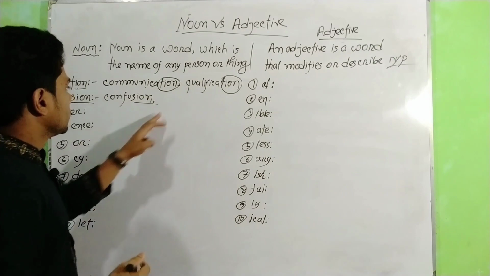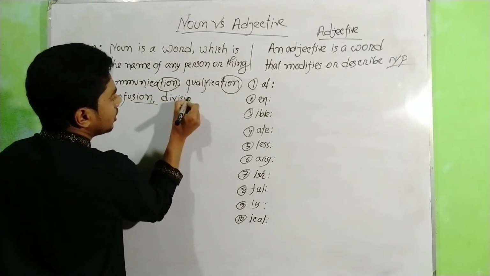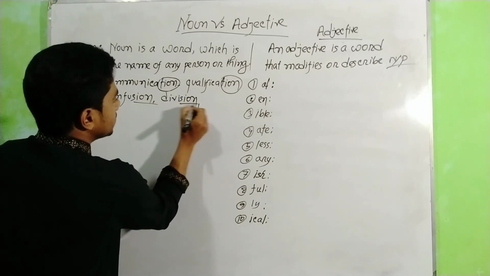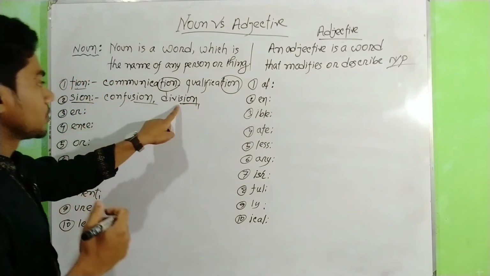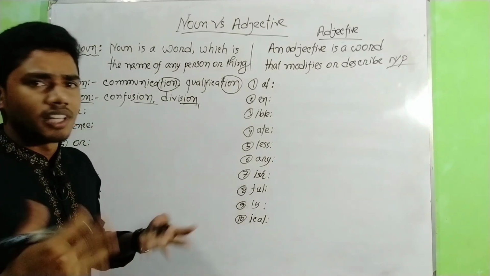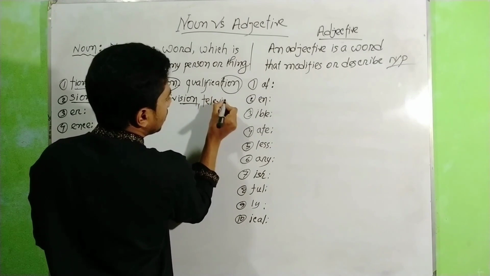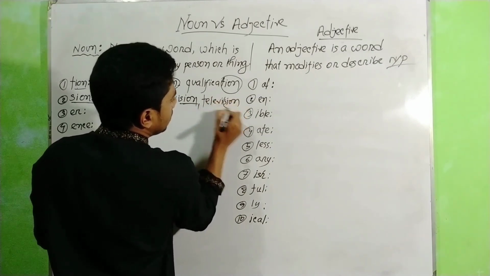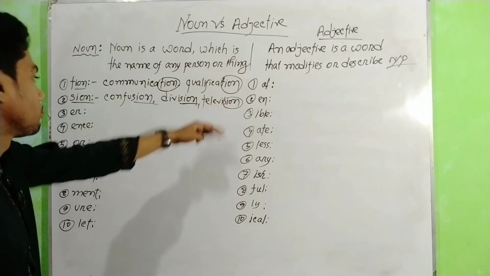Also, you can say division. Look at this, sion is also represented here. So it is also a noun. Also, you can say television. Look, there is also sion, so it's also a noun.